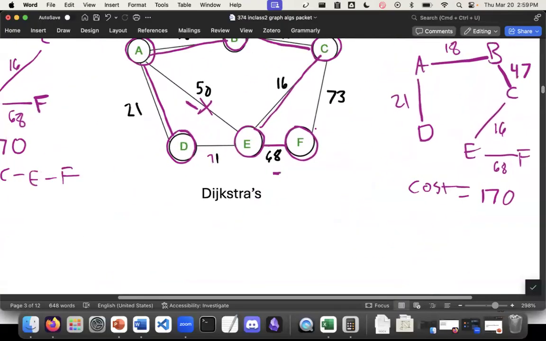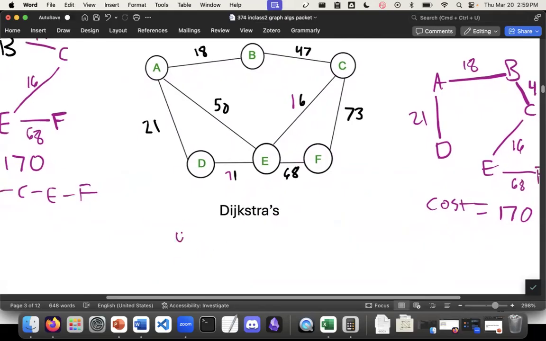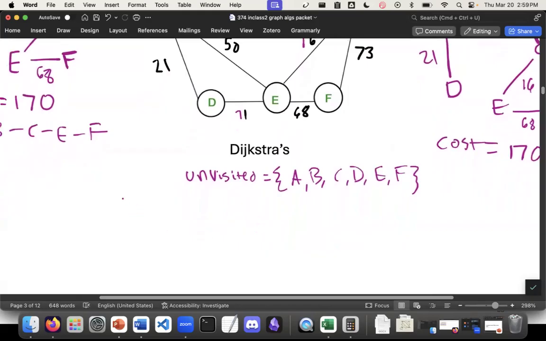So the idea for Dijkstra is we're still working with our graph. So let's erase that. Nope. Was that a 16? So we're going to have an unvisited list: A, B, C, D, E, and F. And we're also going to have a table.